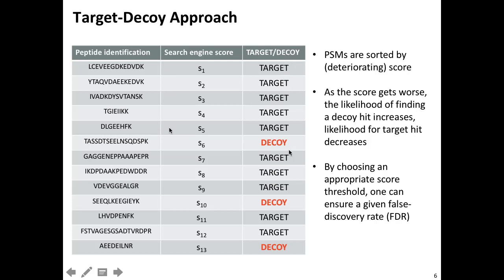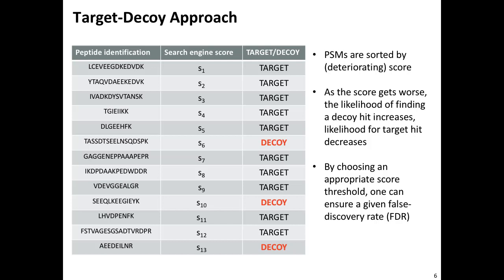Well, we can simply count. If we cut up here, we have 1, 2, 3, 4, 5 targets, 6 targets, 7 targets, and 1 decoy. So it's 1 over 8. That is my false discovery rate at this point. And of course, if you have a longer list, you get better statistics out of that. But that is the very simple idea. And you can compute this FDR for every point of this list, and then you can make up your mind.